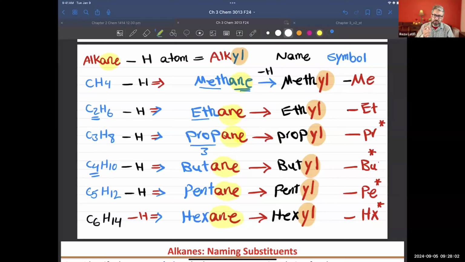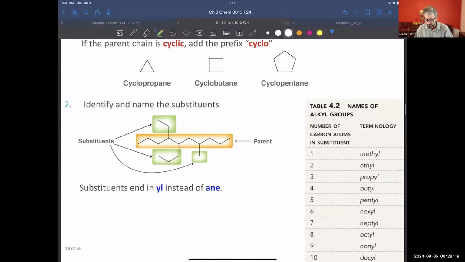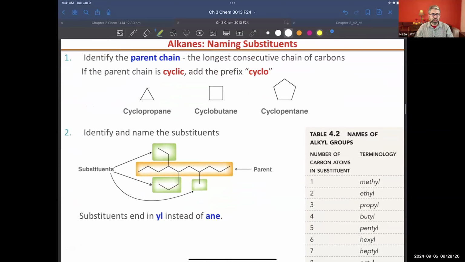Okay. Also, I put a star on some of them to say that we might get more than one structure, and we need to know that one. And you will see maybe by the end of this lecture or the next one, we will go through the geometry of some of them because they have unique names. But for now, let's go back to how to name a compound.